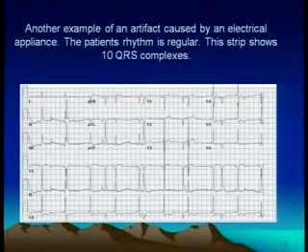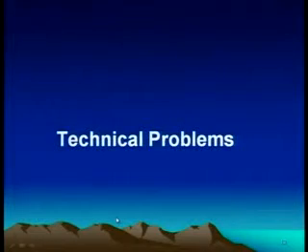Another example of an artifact caused by an electrical appliance: the rhythm is regular. Now, if you see the strip over here, it shows the QRS complexes, but in between there are complexes coming like this, and you might feel, are these pathological complexes? No, these are artifacts. Here you know that these complexes are coming at regular intervals, but these are nothing but artifacts.